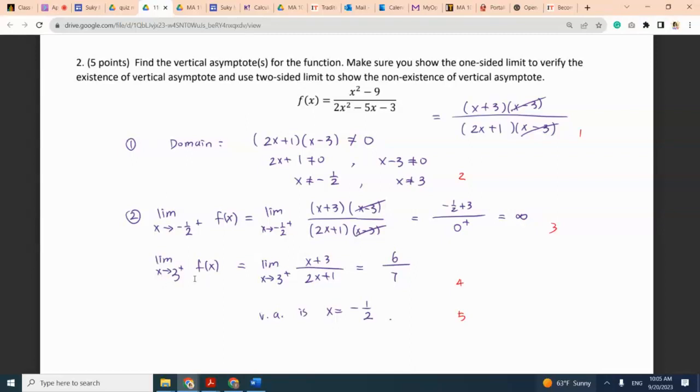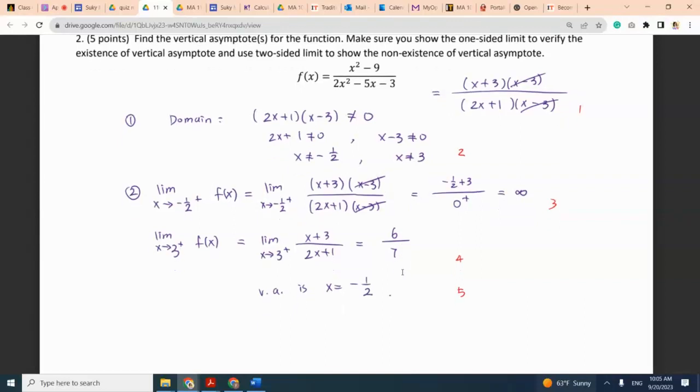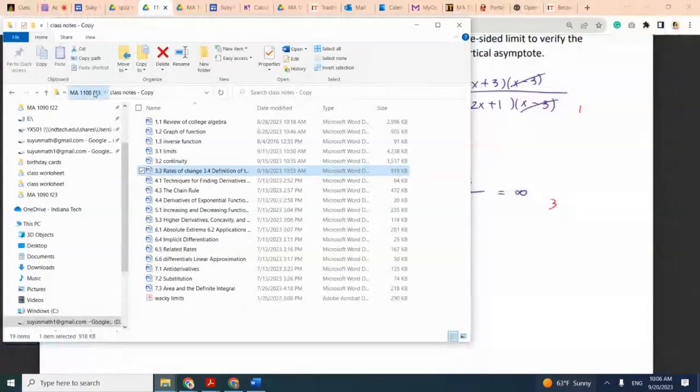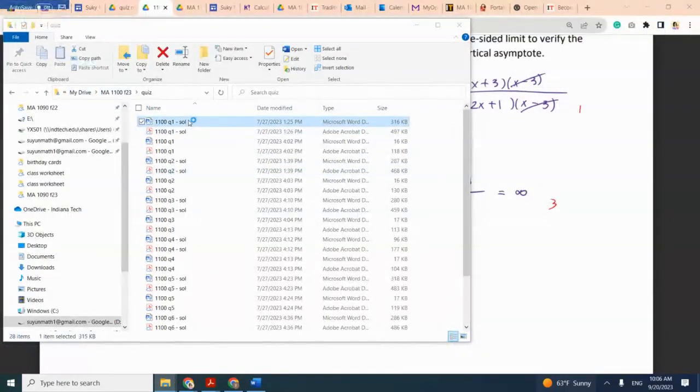And then next one, we check the right-side limit at 3, and you cancel the bad guy, you plug in, you get 6/7, and that's not enough, because to show there is a vertical asymptote, you actually need to prove the two-sided limit is not infinity or minus infinity. So I have a mistake here. Let me fix it. Okay. Let's see, where's the quiz? Quiz 1 solution. Here.